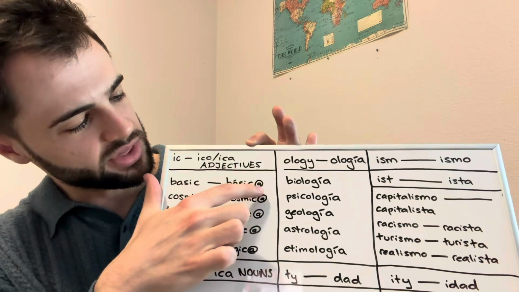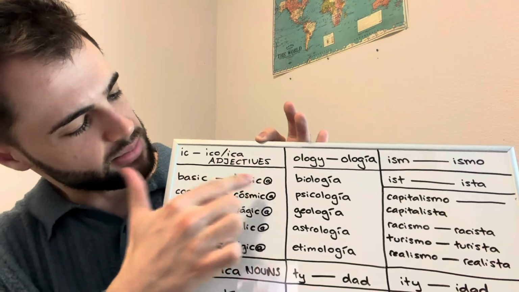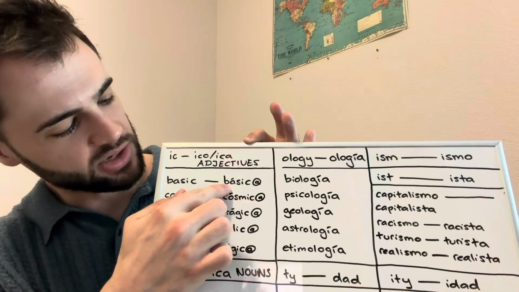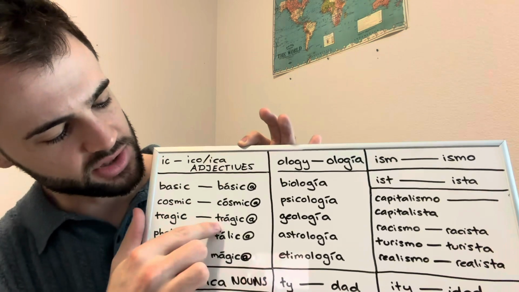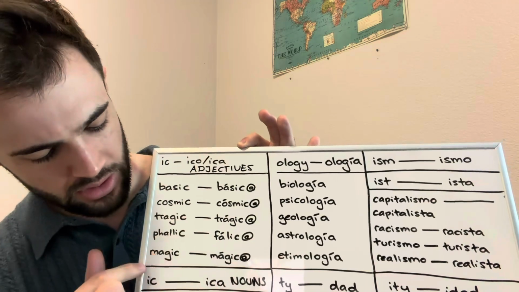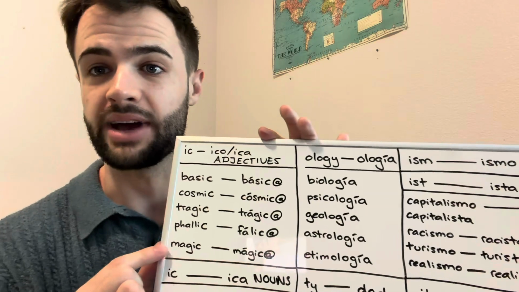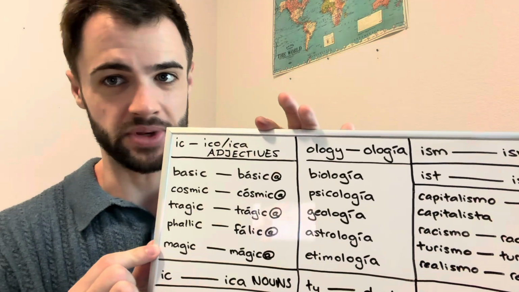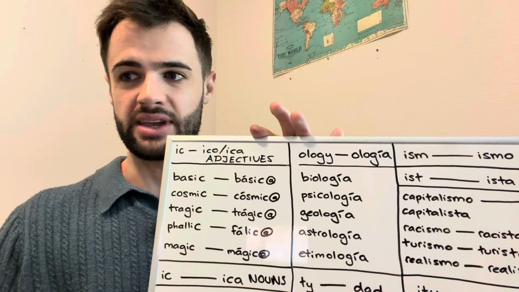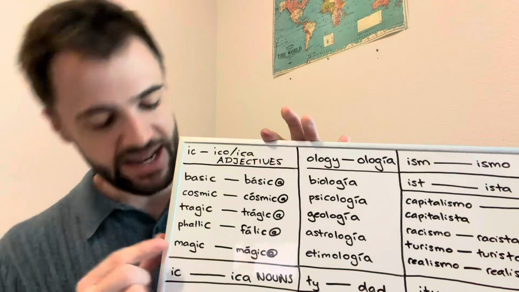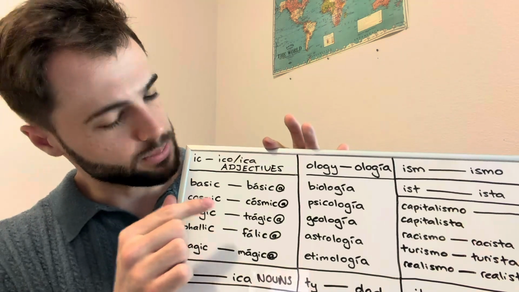I wrote that here with the little @ sign, just to show that it can be O or A, based on masculine or feminine. So like basic becomes básico, cosmic becomes cósmico, tragic becomes trágico, phallic becomes fálico, magic becomes mágico. Note this one here, magic, it's only the adjective form. This would not apply if we were talking about the noun magic. Like, to perform magic is not the same thing as a person who is magic. The adjective form of magic follows this rule, but the noun version does not. More on that one later.